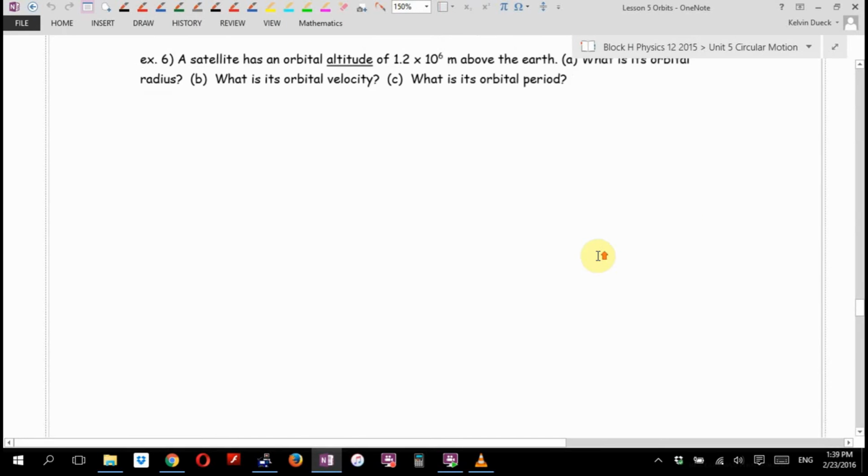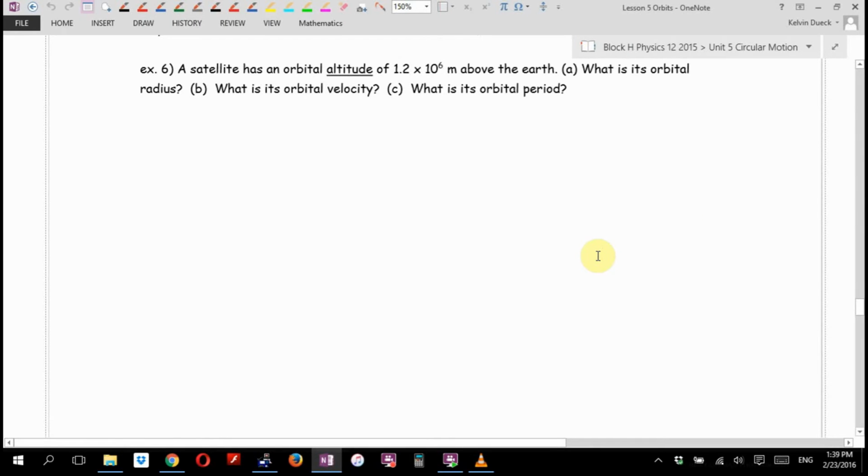So I like example 6. Here we go. It says this: a satellite has an orbital altitude. Oh, don't give me any altitude. No, that's don't give me any attitude. Altitude is this number right here. That's the altitude. What I want is the orbital radius.